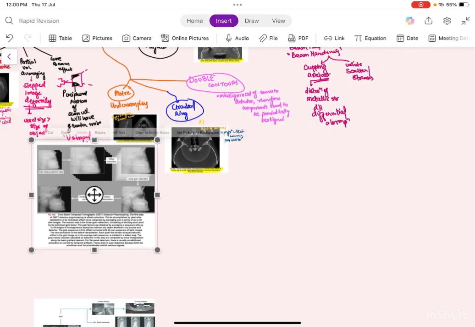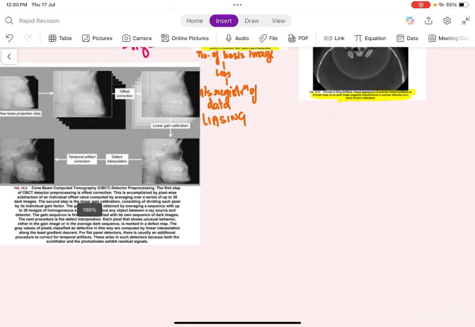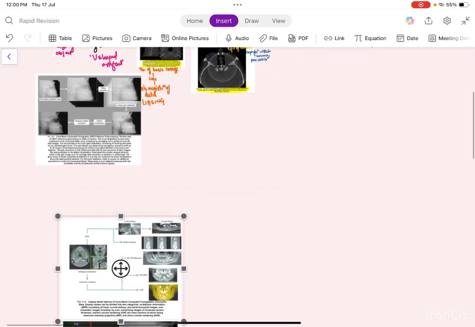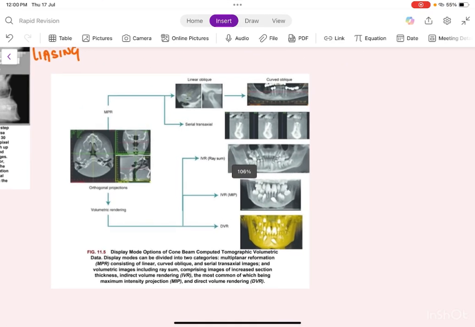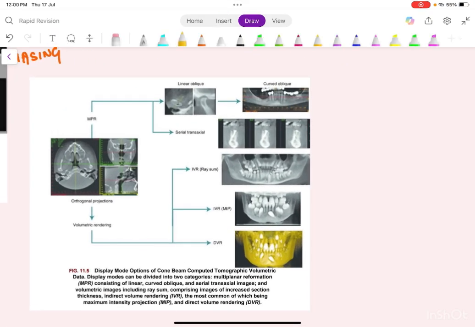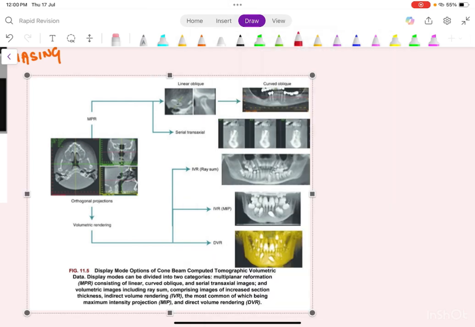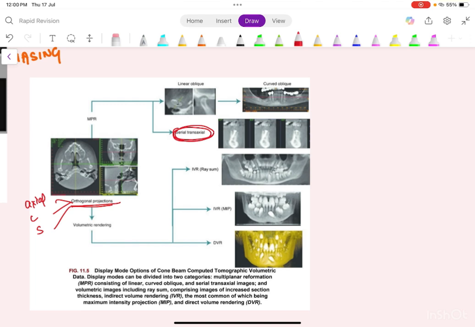Now this is just the certain phases that occur during processing. Basically in this you have to talk about the offset and the gain factor, okay, and this is something which was about the format. Yeah, so I forgot to explain. See, in formatting, either you can have orthogonal projections, which are basically our usual ones, which is the axial, coronal and sagittal, or you can have non-orthogonal, which is the serial transaxial. This is used for implants, okay.